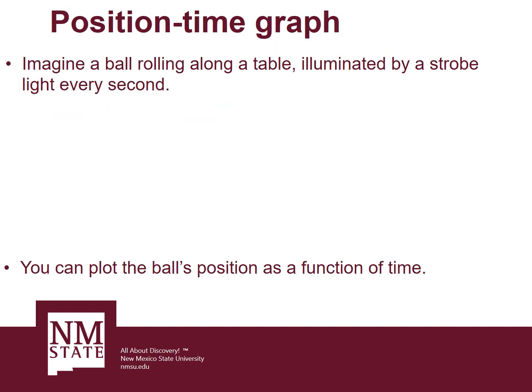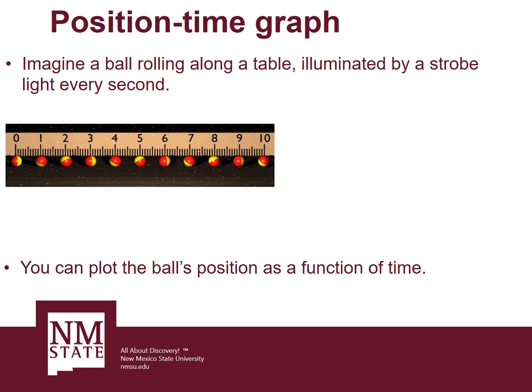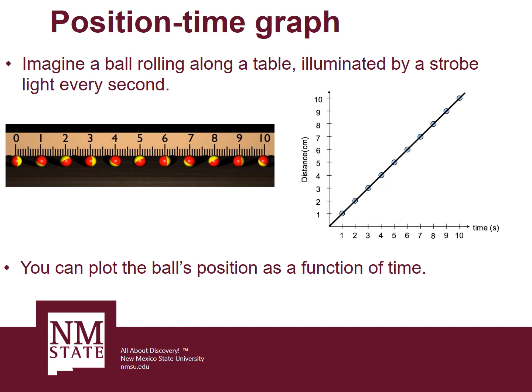Okay, for the position versus time graph, imagine rolling a ball along a table illuminated by a strobe light every second. This is a similar concept to what we talked about at the end of the last lab. So here we have a ruler with the ball rolling along, taking a picture each second at each centimeter. Now here is your position versus time graph. You can plot the ball's position as a function of time.